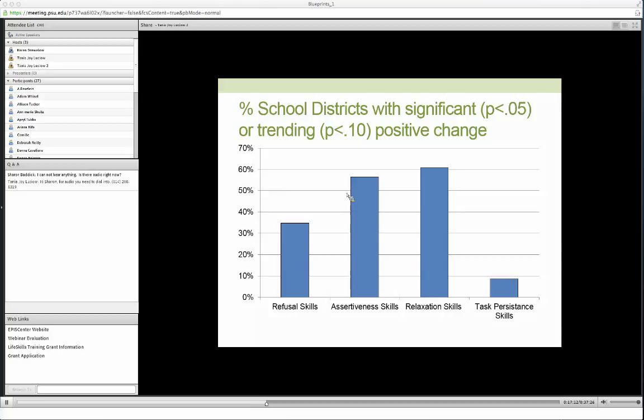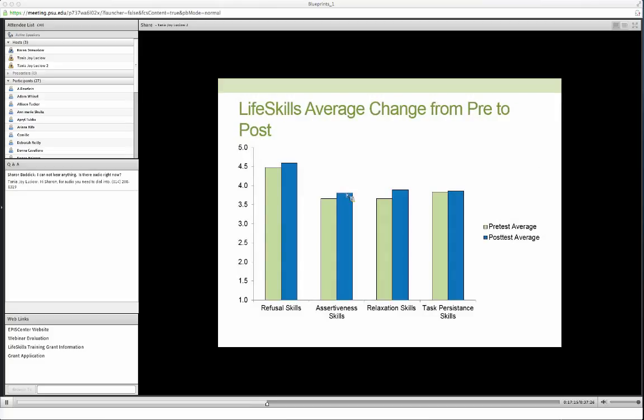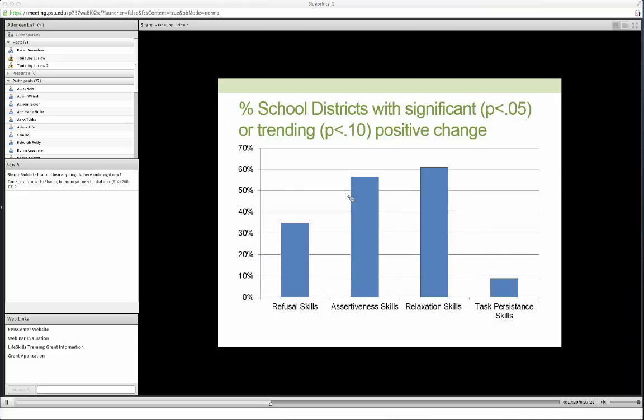And again, I want to go back really quick to say, as you can see here, a lot of the kids that provided data in the beginning actually did show that they were fairly confident in some of their refusal skills, which may explain why we had less than 50% of the significant or trending positive change.